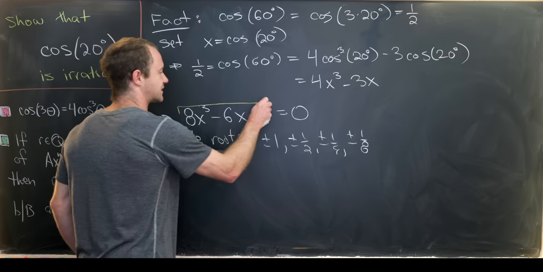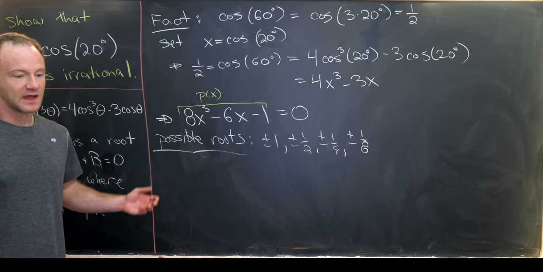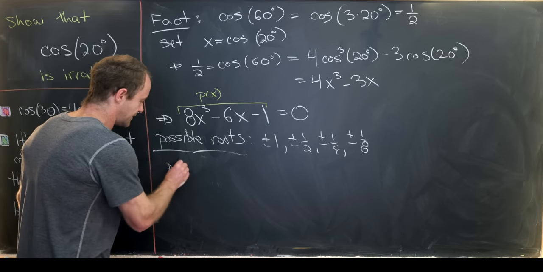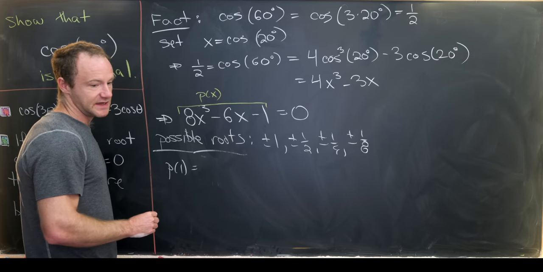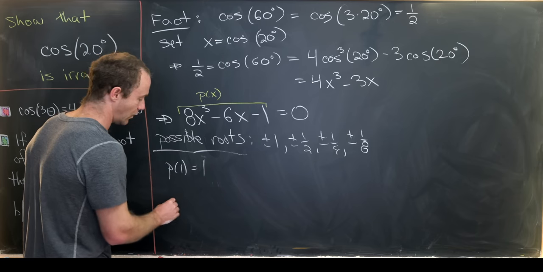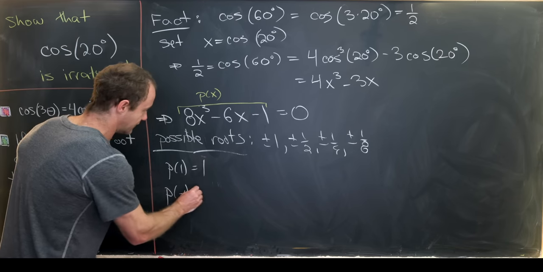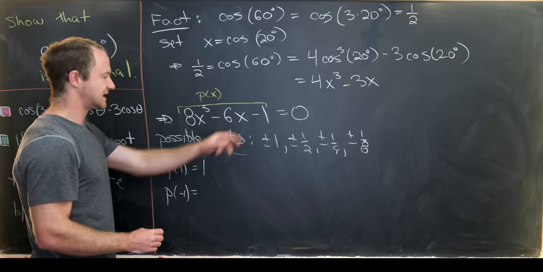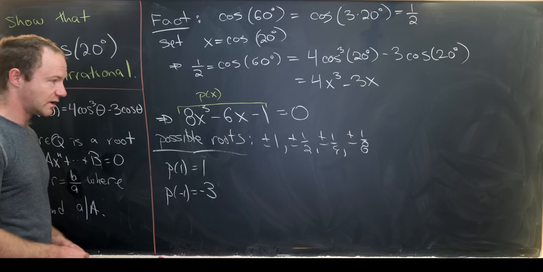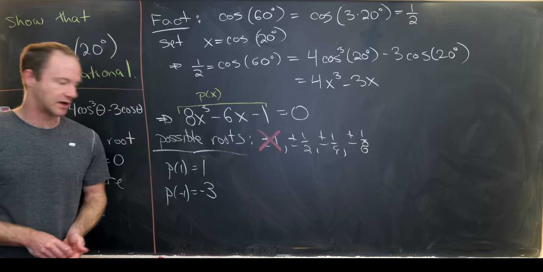And now let's introduce a little bit of notation so we can check this quickly. Let's call this P of x. And then it's just a matter of checking each of these roots. So let's note that P of 1 is the same thing as 8 minus 6 minus 1, so that's 1. So that's clearly not equal to 0. P of negative 1 will be negative 8 minus negative 6 minus negative 1, so that's going to be negative 3. So that means negative 1 is also not a root. So we have plus or minus 1 are not roots.